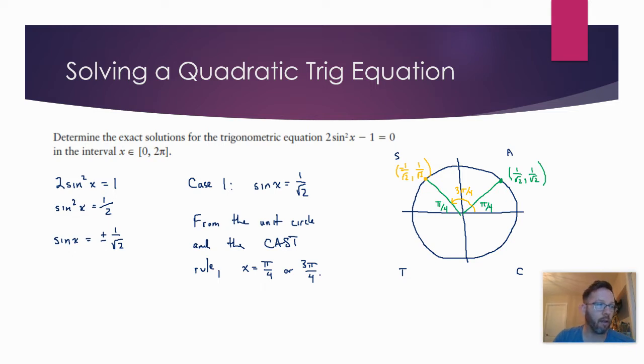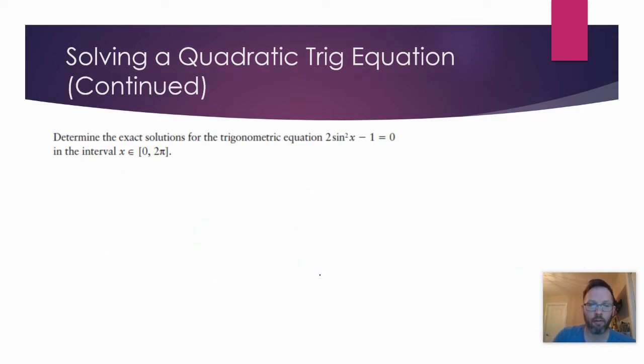And as we move forward and do more of these, we might streamline this process of drawing or finding angles using the unit circle and the cast rule. Let's continue. So our second case is if sine x is negative 1 over root 2.